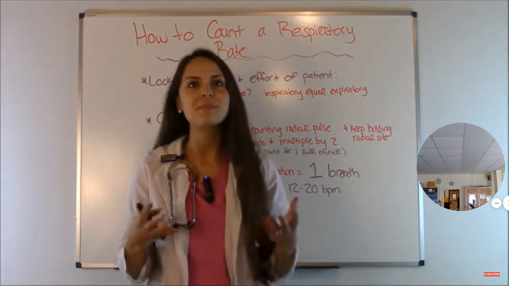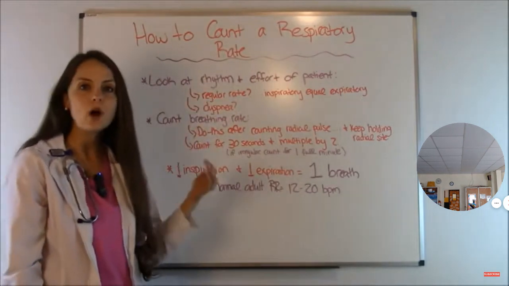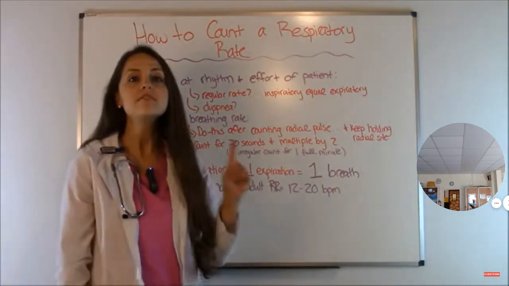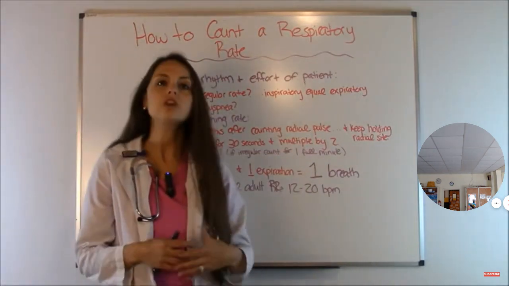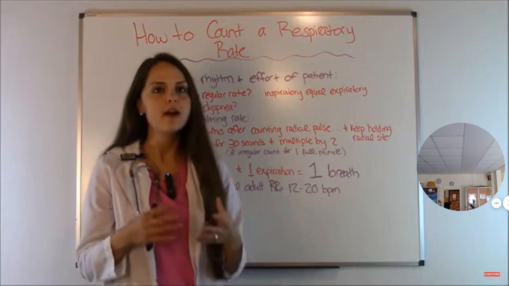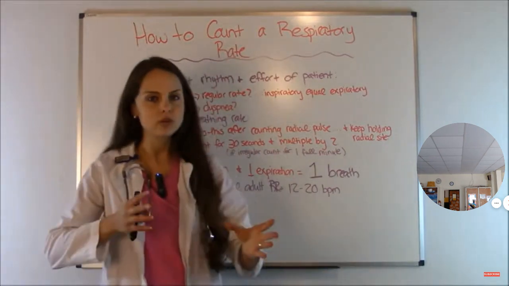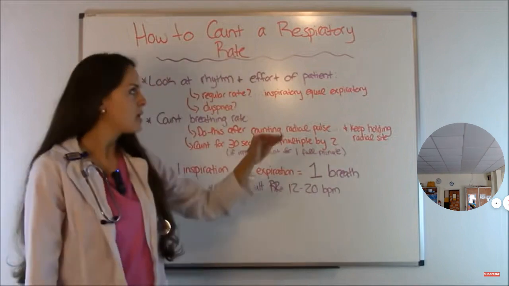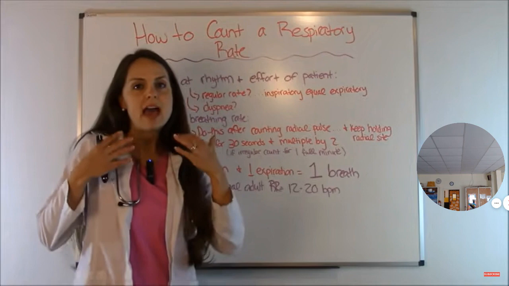So first, let's cover the basics. Whenever you are looking at the respiratory rate on a patient, you're looking for several things. First thing you're going to be looking at is the rhythm. And you're going to look at the breathing effort of the patient. Whenever you're looking at the rhythm, you're looking to see if it's regular or irregular. And what you're paying attention to is that inspiratory phase and that expiratory phase.